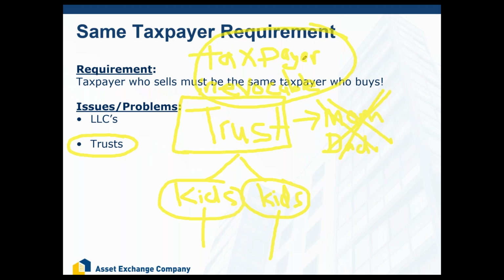Now, Jimmy and Susie can do an exchange, but they've got to take the property out of the trust and put the title in their own name. So we always want to know who the taxpayer is that owns the property.